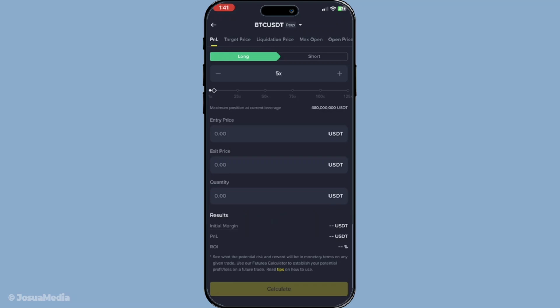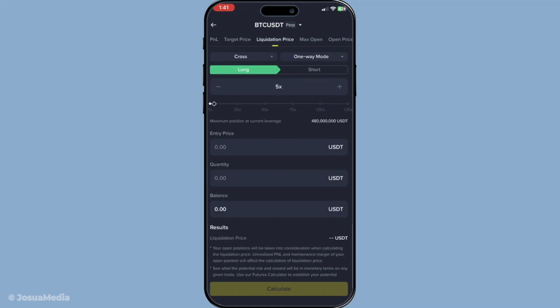After tapping the calculator icon, you'll see several options appear. Among these, you'll want to select liquidation price. This option will allow us to determine at what price your position would be liquidated based on your current leverage, entry, and remaining balance.